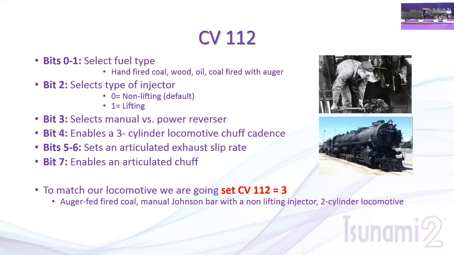You can select a manual or a power reverse, and the manual Johnson bar determines the direction. With a power reverse, as locomotives got bigger, you had an air-assisted power reverse, so that way they could move those linkages because they started getting big and heavy.